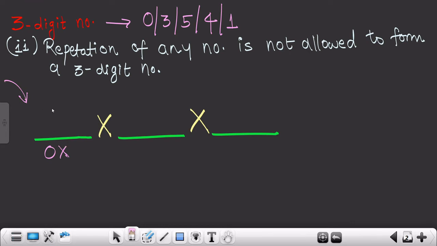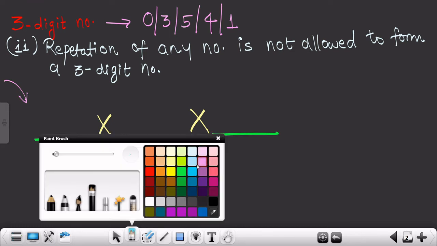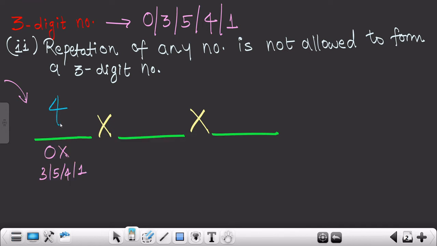That's a different thing, but the most important thing is that the hundreds place can be filled in 4 different ways. That means 3 or 5 or 4 or 1. Any of the numbers can come in the hundreds place, apart from 0, because 0 cannot come in the hundreds place. So we have 4 such cases to fill the hundreds place, right?